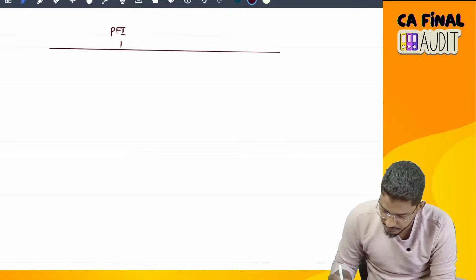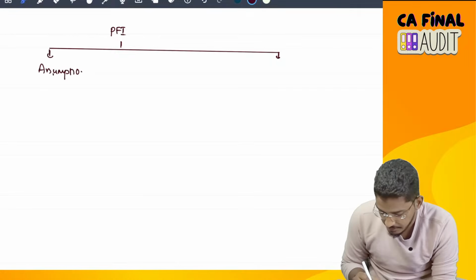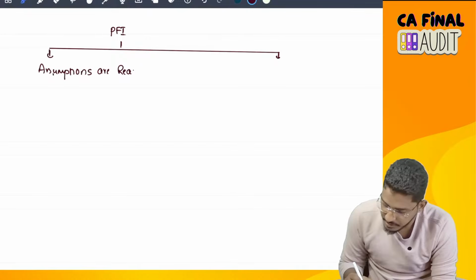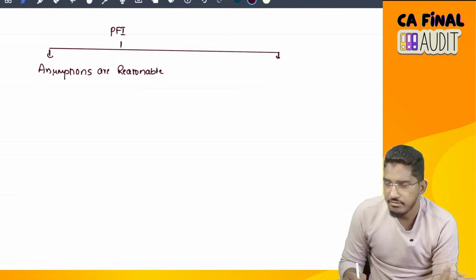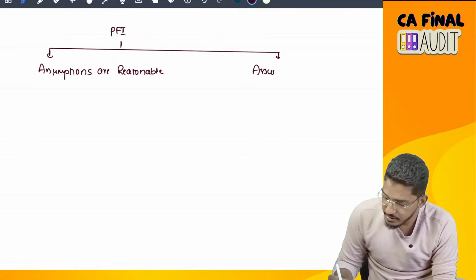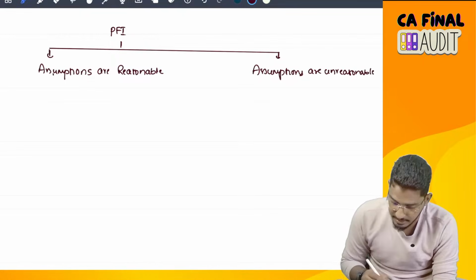So say for example, you have verified prospective financial information. See, there could be two options. Number one, assumptions are reasonable. Whatever assumptions management have made, either if they are best estimate assumptions, they are reasonable. If they are hypothetical assumptions, they are consistent. Or there could be another case where assumptions are unreasonable.